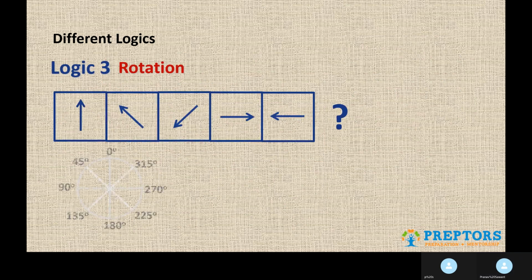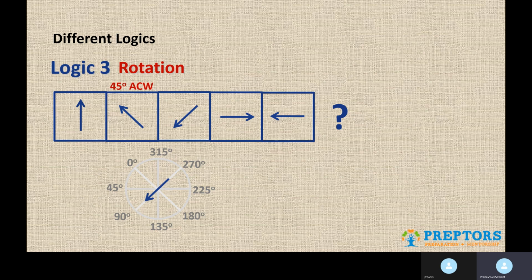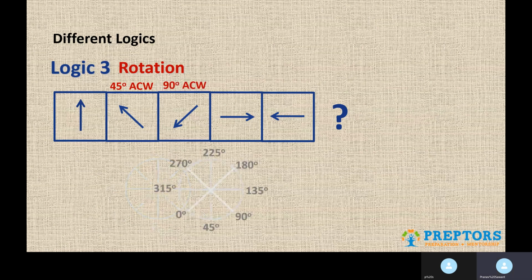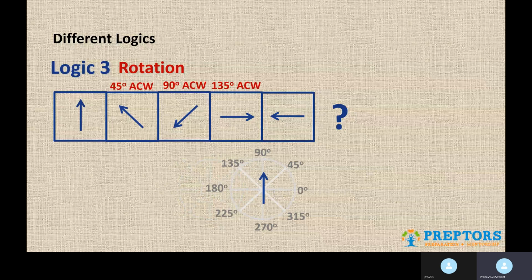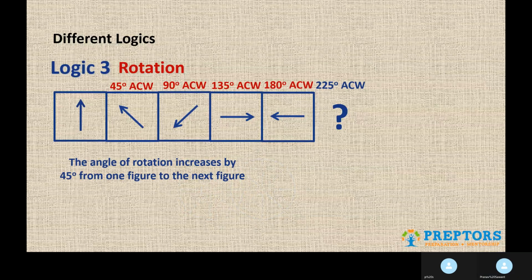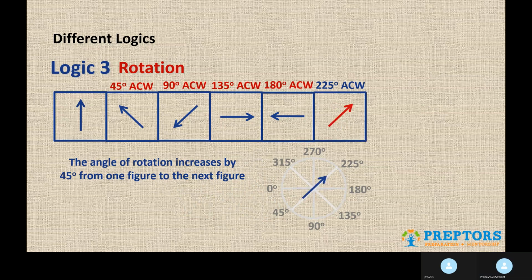Rotation now. So this is the rotation. It is rotating 45 degrees from first to second, then 90 degrees, then 135 degrees, and then 180 degrees. So in the next figure, it will rotate 225 degrees anti-clockwise. So this will be the next figure. So the logic is angle of rotation increases by 45 degrees from one figure to the next figure.